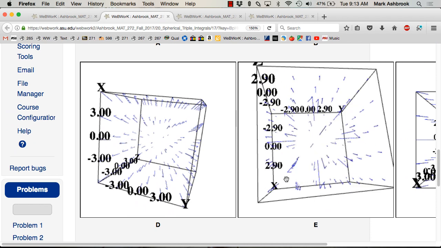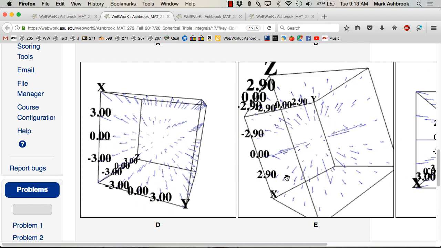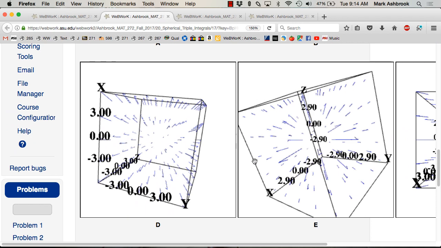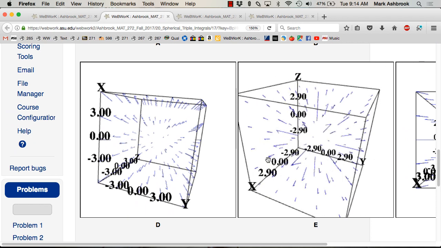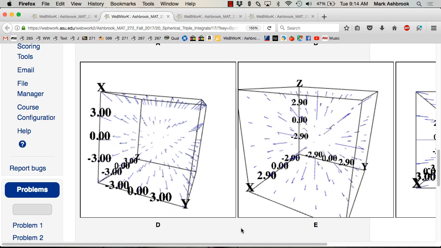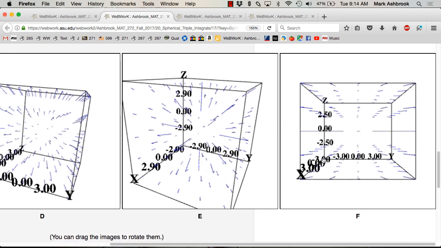What's this? Another one we didn't do, right? Expanding in all directions, but smaller as you go away. So that's another one we didn't do. So what's this last one?